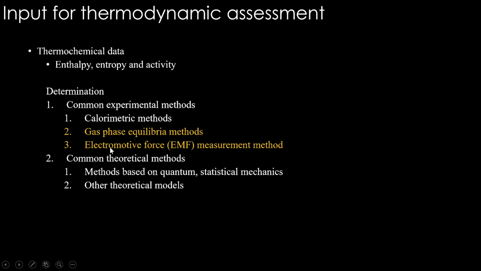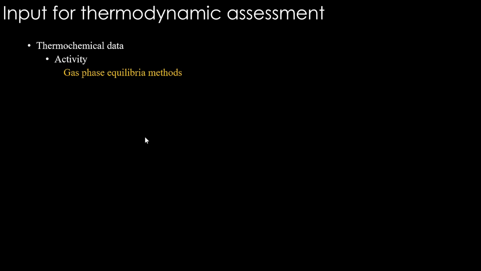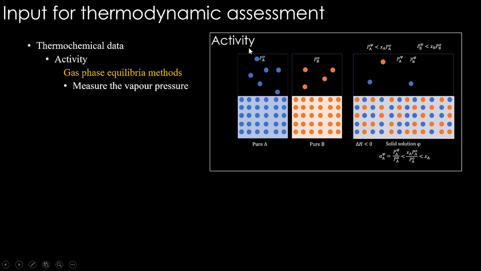Okay, these are the two things we'll focus on now. Gas phase equilibrium methods, electromotive force measurement methods. Let's see them. In gas phase equilibrium methods, we are going to measure the vapor pressure basically. Why? Because if you recall, activity is related to partial pressure. If you remember this, activity of A is equal to partial pressure of A, let's say on top of any particular phase, divided by partial pressure of A on top of pure A, which is the standard partial pressure of A.